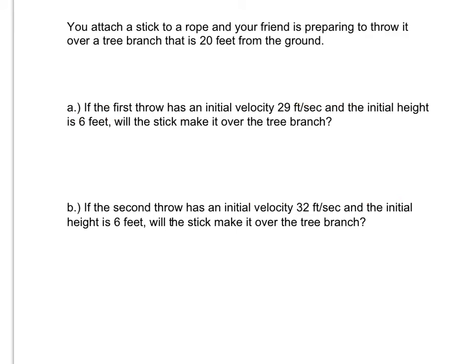Okay, so this example says, you attach a stick to a rope and your friend is preparing to throw it over a tree branch that is 20 feet from the ground. If your first throw has an initial velocity of 29 feet per second and the initial height is 6 feet, will the stick make it over the tree branch? So basically I want to know, will the stick that I throw make it at least 20 feet in the air? Okay? Well, because we're throwing something, we're going to have the vertical motion model.